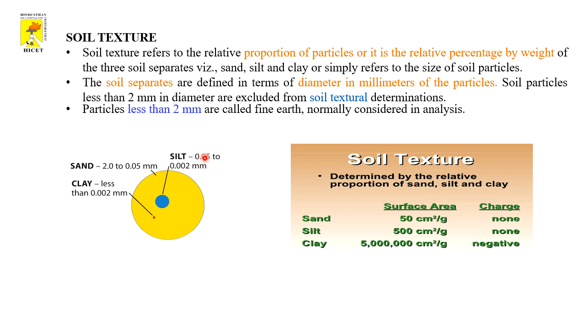So based on the particle size, we divide soil into sand, silt, and clay. Sand has a particle size between 2 mm and 0.05 mm. Silt is in the range of 0.05 to 0.002 mm. Clay is less than 0.002 mm.